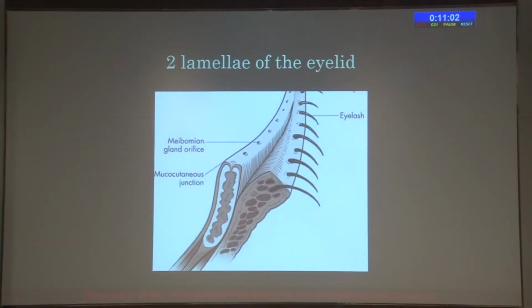Functionally and anatomically, the eyelid is divided into two lamellae. The anterior lamella comprises the skin and the orbicularis along with the eyelashes, and the posterior lamella comprises the mucous membrane, conjunctiva, the tarsus, the retractors, and it is divided from the anterior lamella by the gray line.